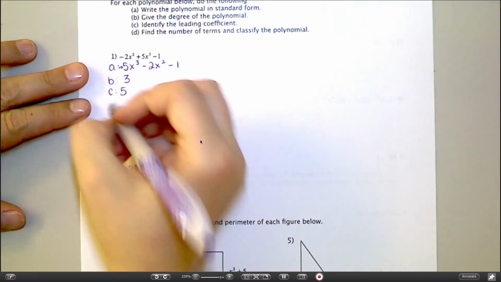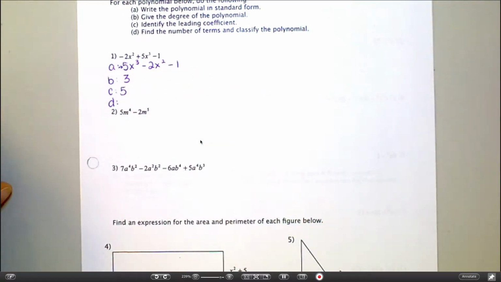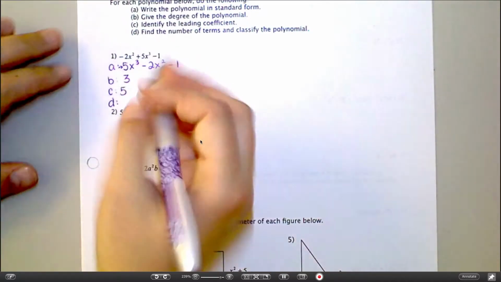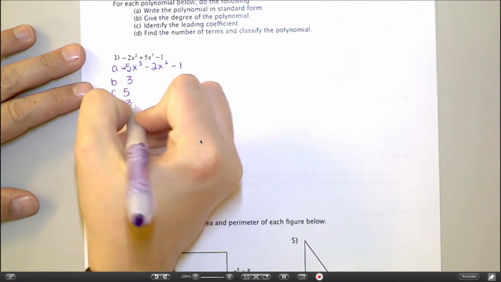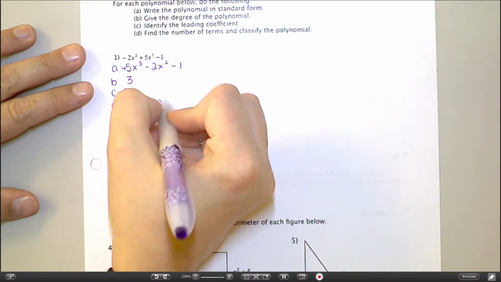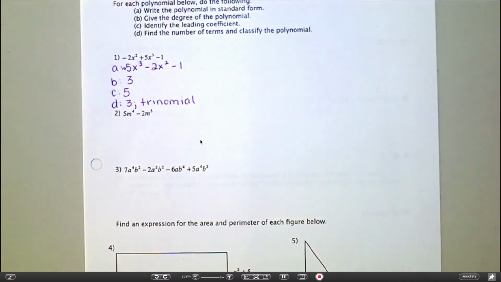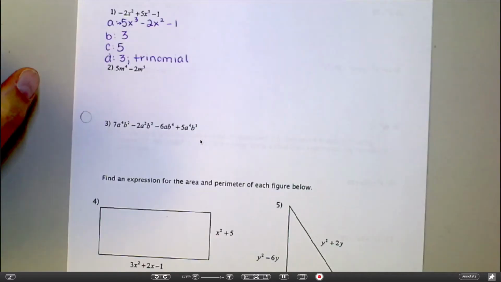Okay? And then D says identify the number of terms. How many terms do I have here? 3. And so what would I call this with 3 terms? A trinomial, yep. Okay, that process makes sense? Okay, so now let's look at number 3.